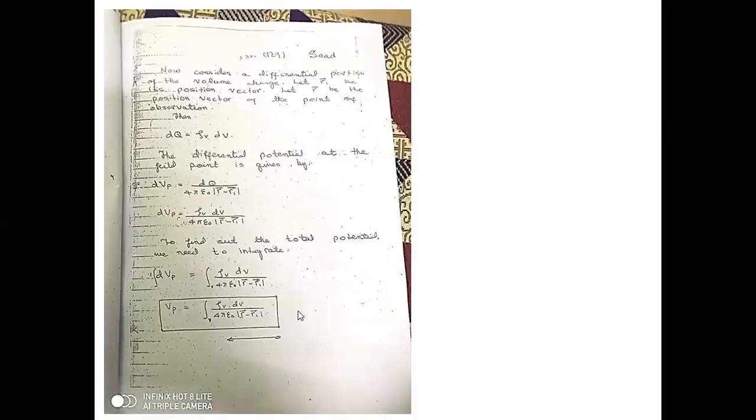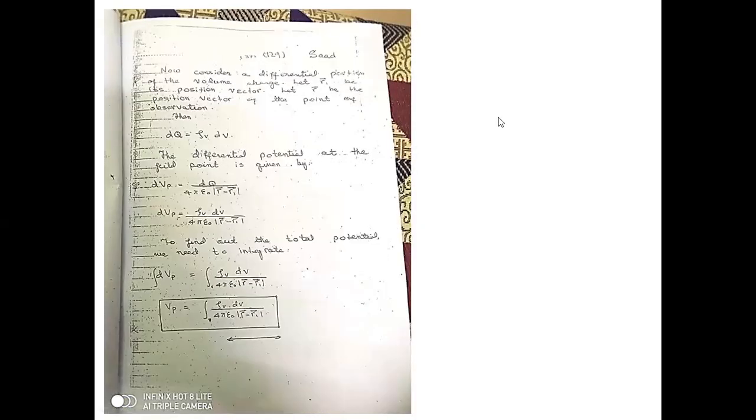Now the case is similar with volume charges. We now consider a charge of uniform density in the form of a volume, and the volume charge density is known. We need to find the absolute potential at a point of observation due to the volume charges. So these are the volume charges. Now consider a differential volume dv, which is at a distance of r1 from the origin, and the point of observation is similarly at r from the origin. So the distance between the source charge and the point of observation is r minus r1.